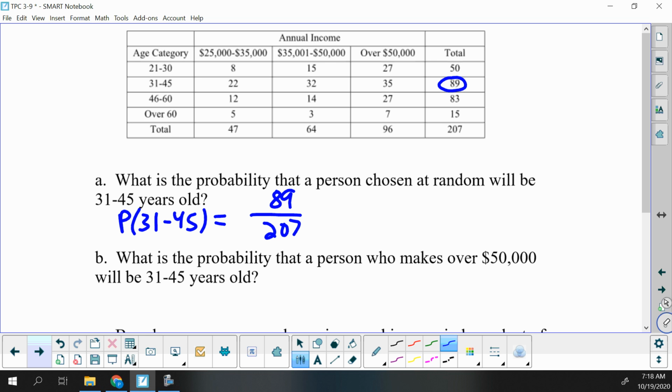What is the probability that a person who makes over $50,000 will be 31 to 45 years old? The notation for that would be probability that someone is 31 to 45. So we put the vertical line to mean given, and then makes over 50,000.